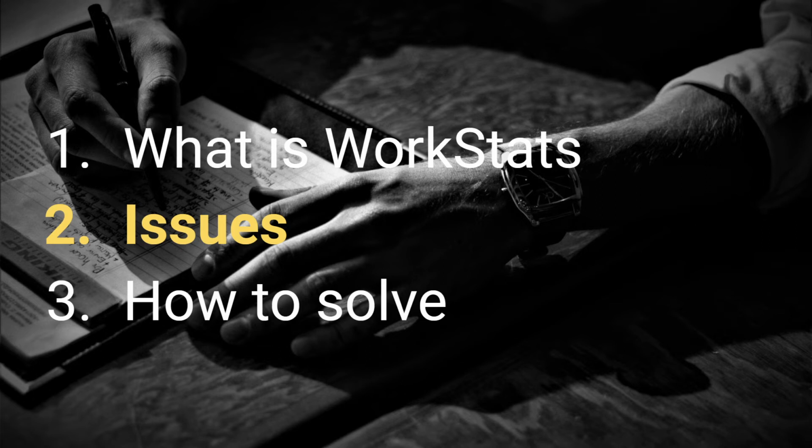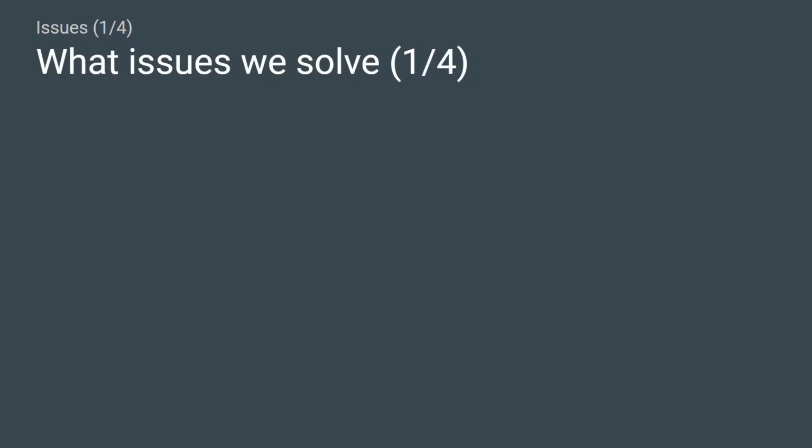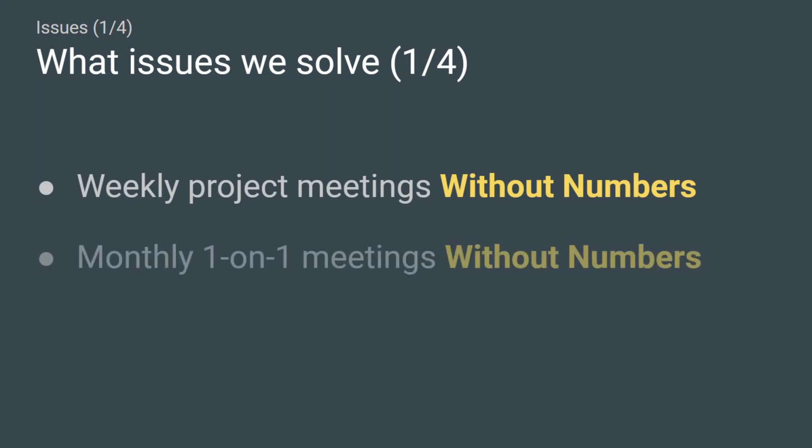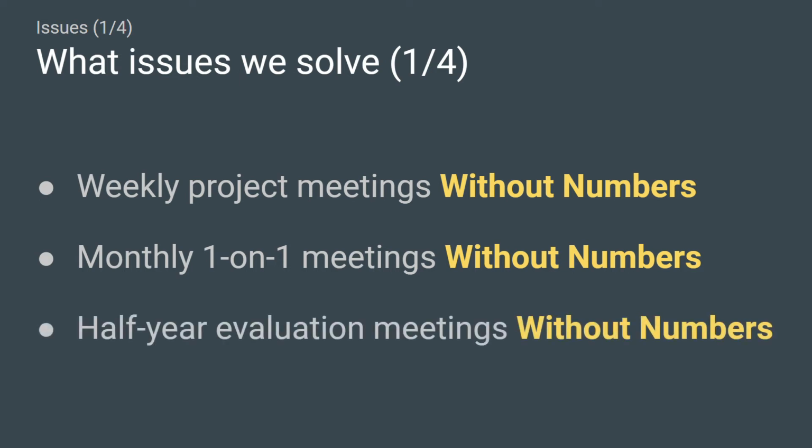What issues we think we have and how to solve those issues. First, what issues do we solve? There are three types of issues we think. First, weekly project meetings without numbers. Two, monthly one-on-one meetings without numbers. Three, half-year evaluation meetings without numbers. So let me dive into it deeply a little bit.